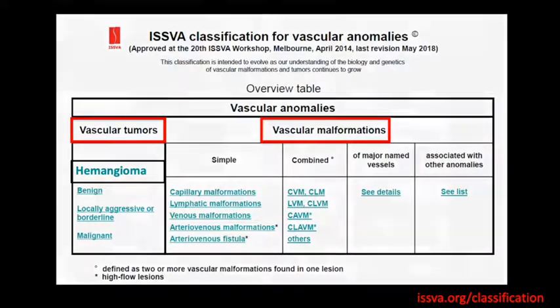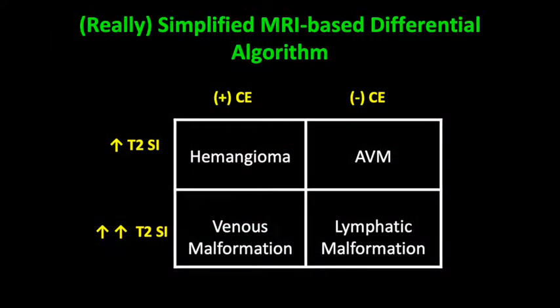So this is my very simplified MRI-based differential algorithm, and this helps me tell the difference between 4 of the most common lesions that we see in the head and neck. And these are hemangiomas, AVMs, venous malformations, and lymphatic malformations, and we're going to talk about each of these for the remainder of the talk. And you can see how I've organized these as enhancing, CE, contrast enhancing, versus non-enhancing lesions, and lesions with moderate T2 hyperintensity versus lesions with very bright T2 signal intensity. So as we discuss these lesions, we'll discuss how they fit into each of these categories.